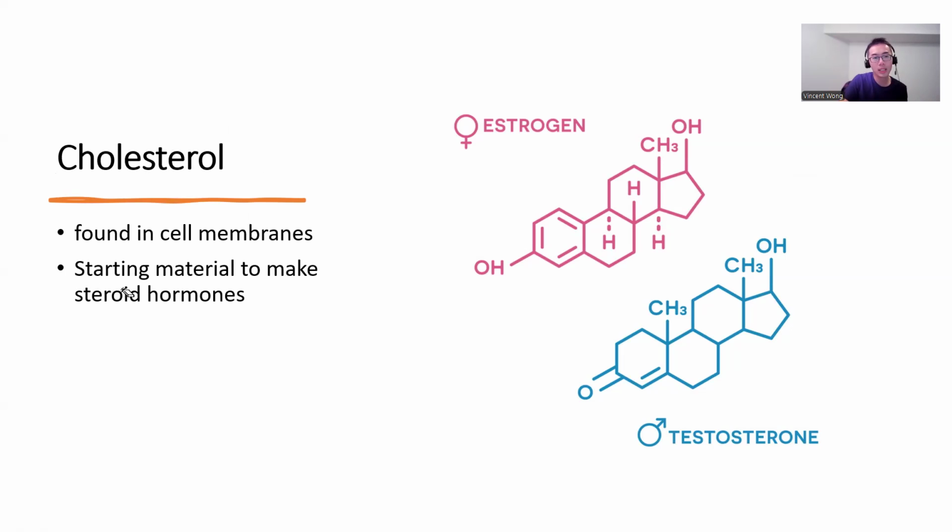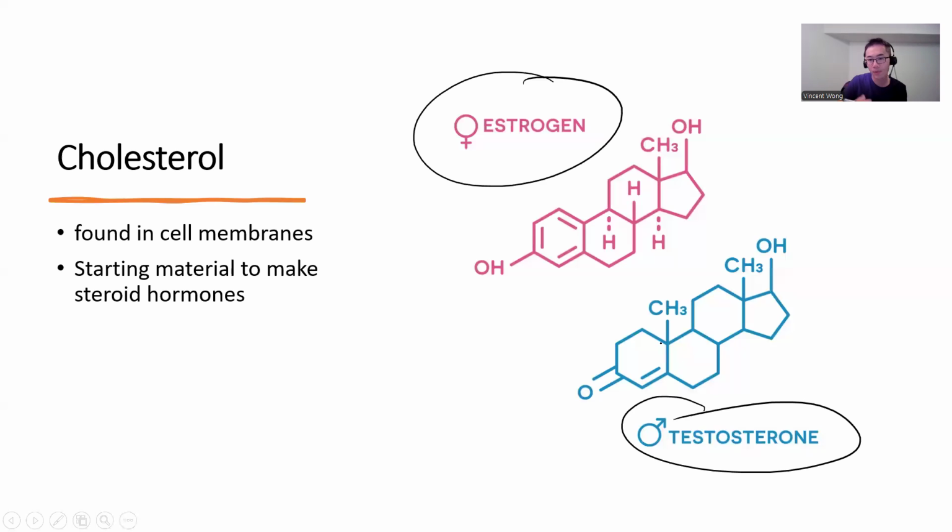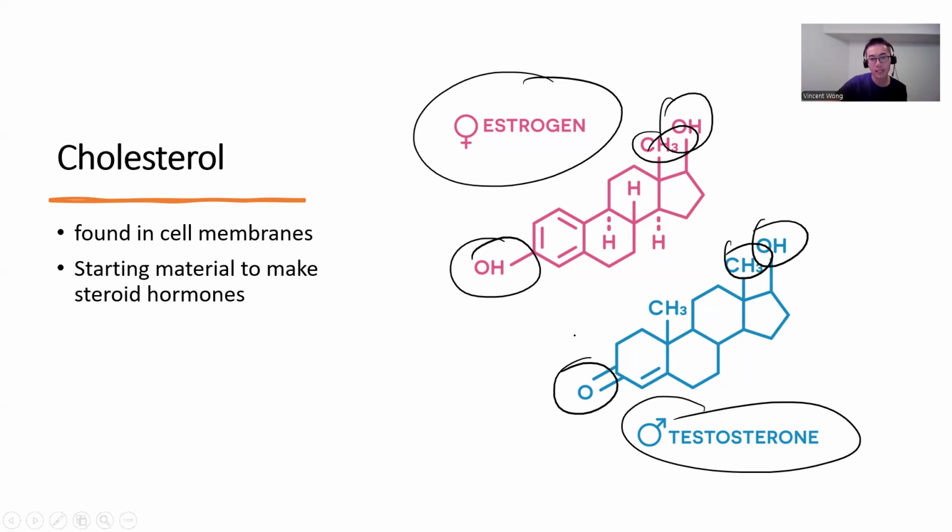Cholesterols are also needed to make steroid hormones such as estrogen and testosterone. You can see they're very similar in structure. There's the OH, there's the OH, there's CH3, CH3, and you have the carbon rings, and then there's some subtle differences at one end.